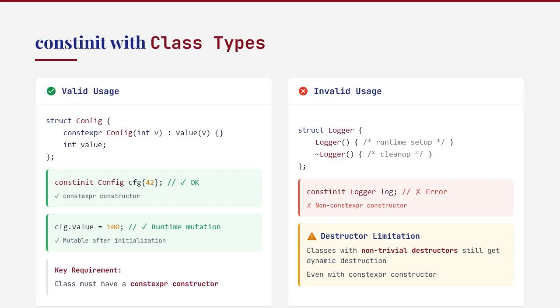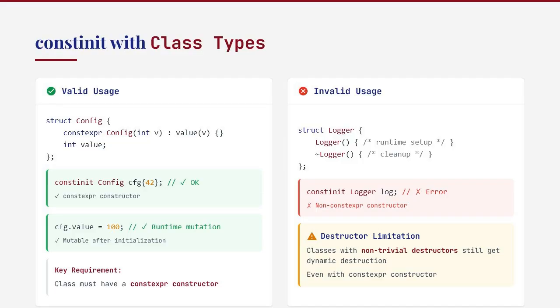Constinit can be used with class types, but only if they have constexpr constructors. The example shows a valid config class with a constexpr constructor. struct Config { constexpr Config(int v) : value(v) {} int value; }; then constinit Config cfg(42). This works because the constructor can be evaluated at compile time.